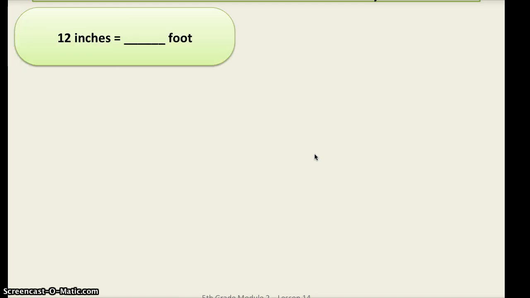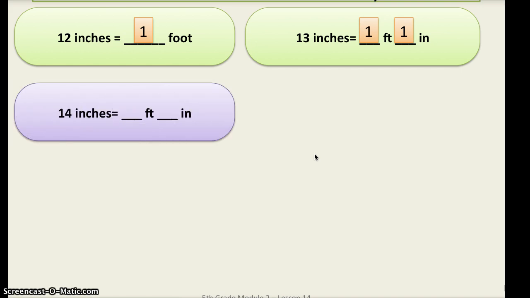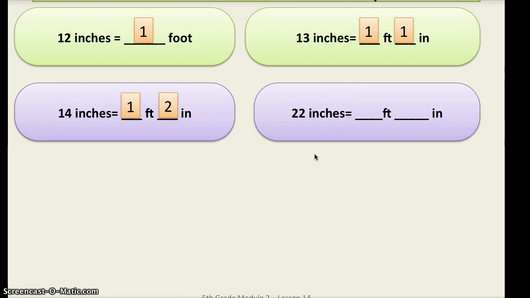Okay, now if we go the other way, 12 inches is how many feet? 1 foot. Okay, so 13 inches would be 1 foot how many inches? And 1 inch. Okay, 14 inches equals, write this down on your whiteboards. 1 foot 2 inches is what you should have got. 22 inches. 1 foot and 10 inches.